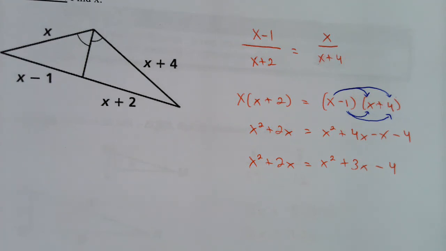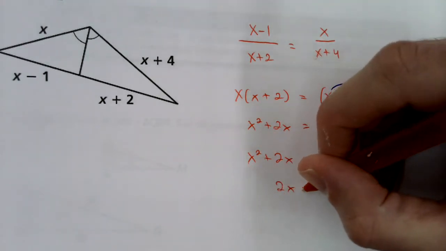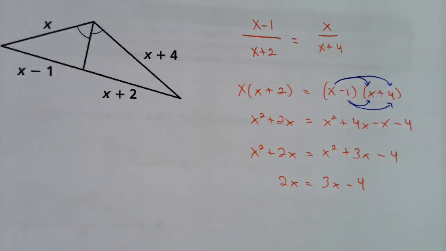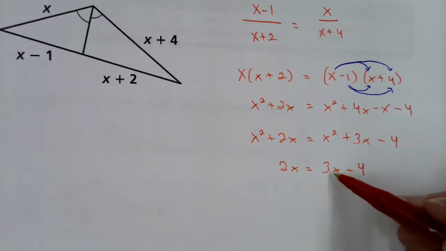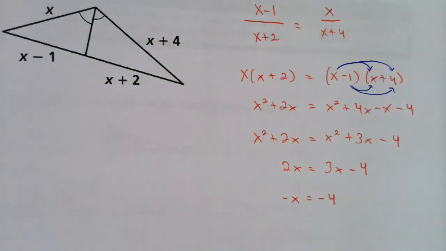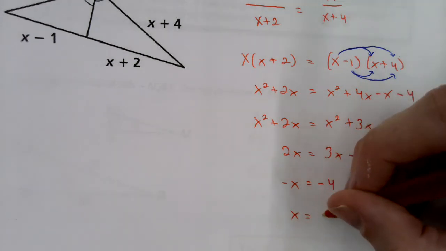Now, you may get a little worried right now with the quadratic terms, but those are going to subtract out. Subtract out the x squareds on each side. Those go away. You get 2x equals 3x minus 4. Perfect. No quadratics. Solve this for x. Subtract 3x on each side. Negative x equals negative 4. And that gives x equals 4.